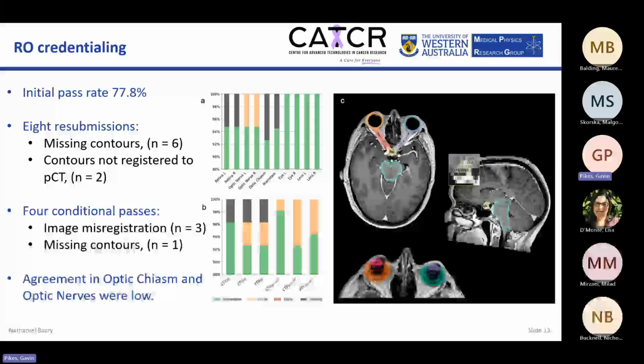So the initial pass rate was 78%, and most resubmissions were just due to missing contours, which were all subsequently obtained and then passed. You can see on the right the overlap of all the different organs at risk contours, but in particular, when looking at the overlap, the optic chiasm and optic nerves were low, which is pretty typical in the literature. These are pretty small. The optic nerve is a small tubular structure, and the optic chiasm is pretty small and hard to identify on an MRI.